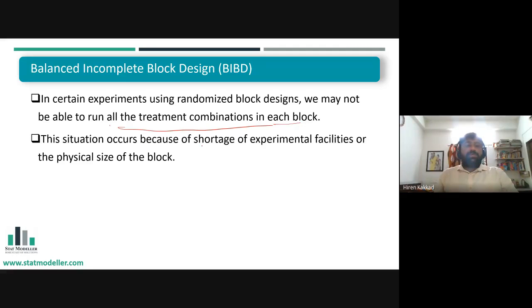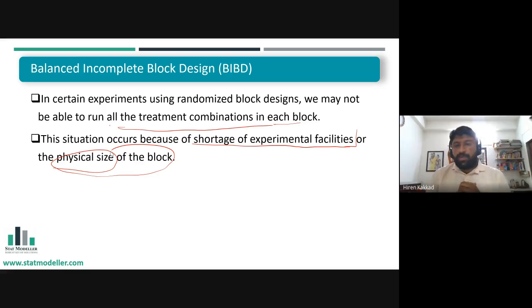Let us look at the slide so that we can understand it in a better way. This situation occurs because of, let's say, shortage of experimentation facilities, or the physical size of the block. For example, when I was discussing with Jyoti madam, she gave an excellent example. Let's say I have three sunscreen lotions, and I want to study the impact of those three sunscreen lotions on human cheeks. So the researcher wanted to check what effect comes on their cheeks. Now we have only two cheeks, but I have three treatments. So the physical size of the block is not enough.